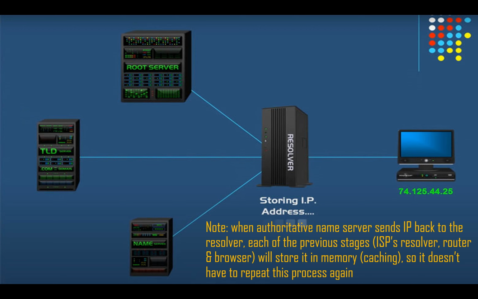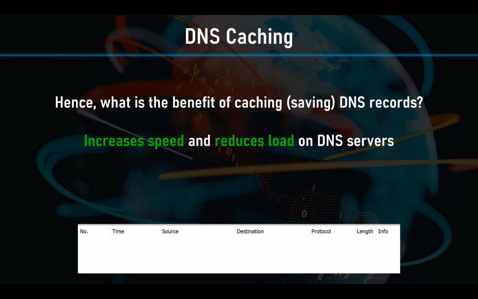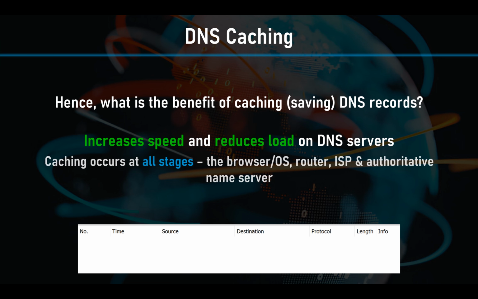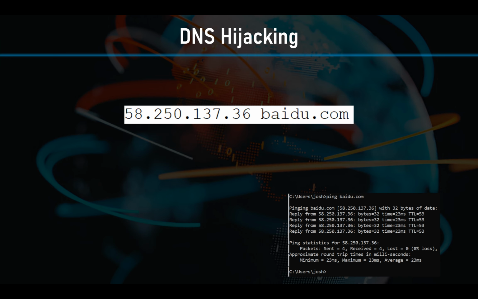And I think that's what we said. So basically, it's just going to cache it. It's going to store the IP address at each stage. I think the benefits of caching are increased speed, and also reduced load on the DNS servers. Caching occurs at all stages: browser, OS, router, ISP, and authoritative name server.